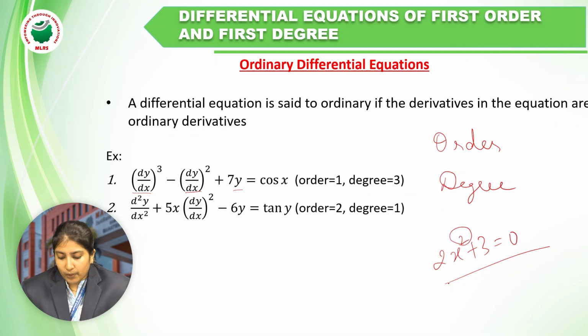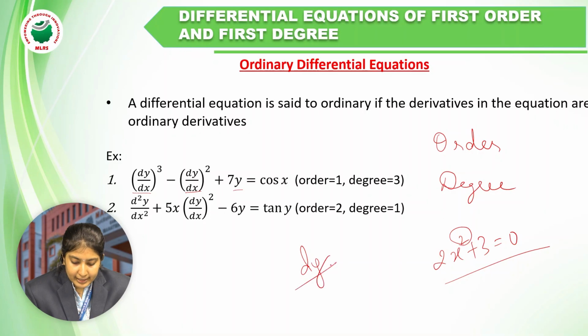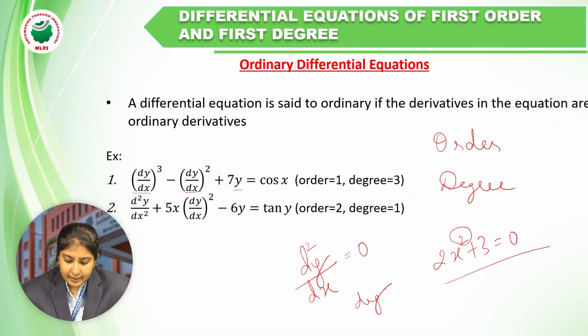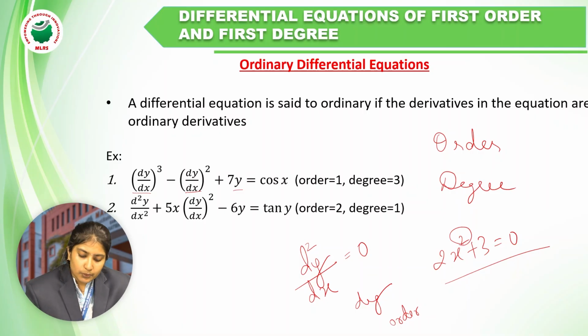Coming to order, if I have dy/dx, this is a derivative term. If I write (d²y/dx)² equal to 0, then you need to find the degree and the order of the given differential equation. So what is the degree? How do you calculate the degree? Just by the basic terminology, as we said, you are able to see here the degree is 2. So write degree 2. And what is the order? The order is 1.